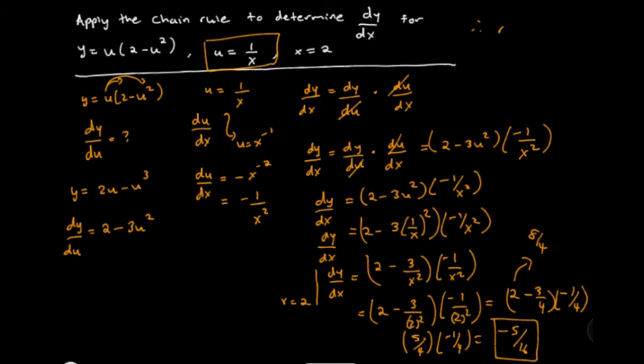Okay, so therefore dy over dx when x is equal to 2 is equal to negative 5 over 16. That's the rate of change when x is equal to 2. So that's an application of the chain rule.